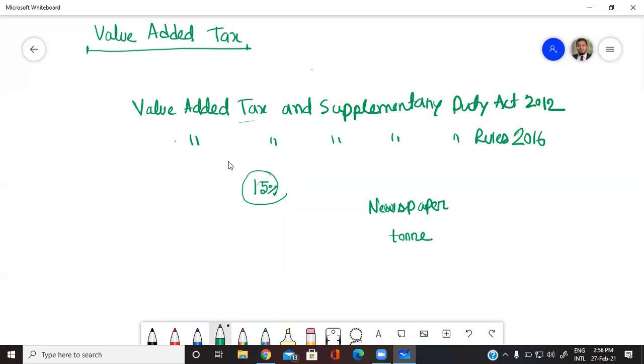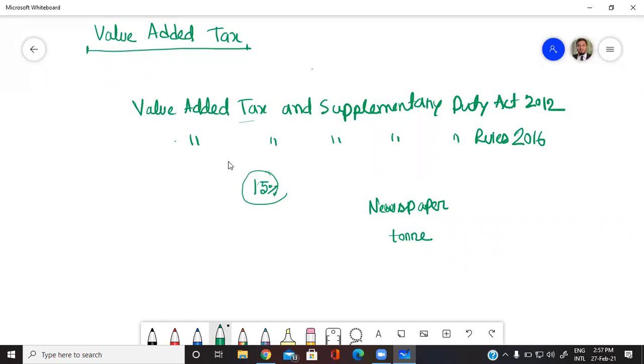Expressed in ton. So it is kind of unique that VAT has been expressed not in terms of value addition, not in terms of final price, but in terms of some quantity. I can't recall the exact amount of VAT payable per ton, so I just got it from your text, page 514. On newsprint paper, the VAT is 1600 taka per ton. Okay.